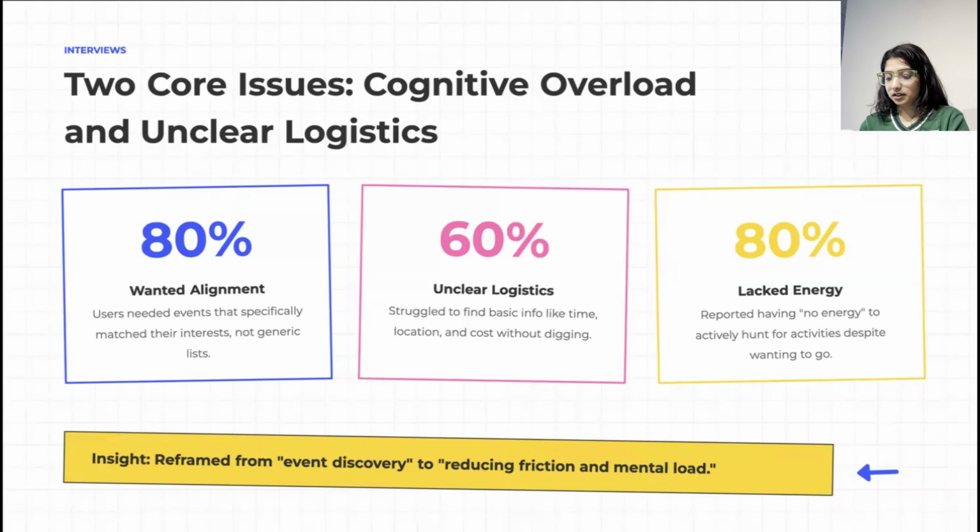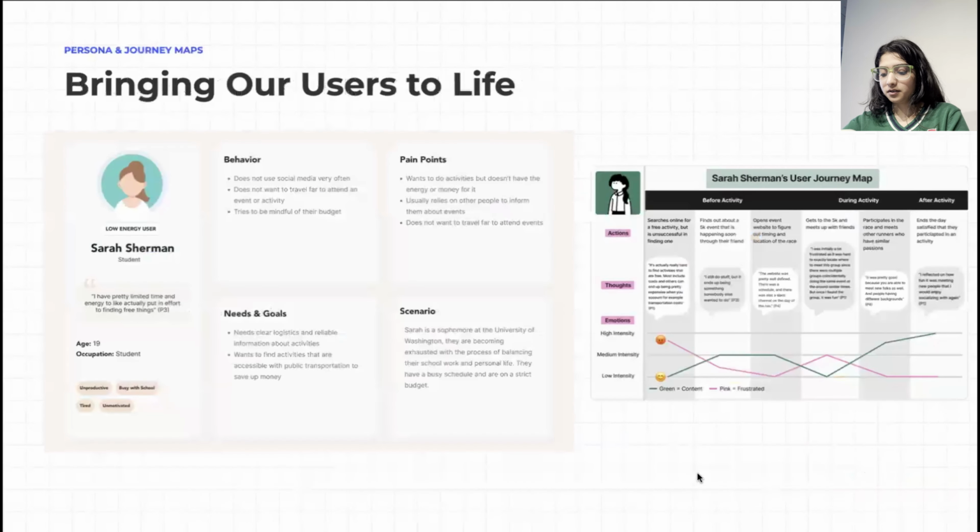So that last insight really shifted the framing, and the problem became reducing friction and mental load for event discovery. So instead of designing for features, I started designing for their energy. To make this actionable, I created personas based on energy levels. Sarah is a low energy user and she's overwhelmed, she's busy, and she's budget conscious. Designing with this persona in mind meant the product couldn't assume motivation and it had to support different states.